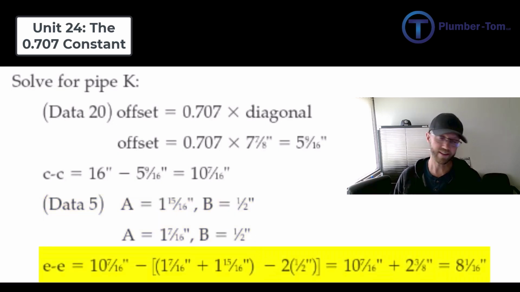Let's look at this. End-to-end measurement is then 10 7/16, which was our center-to-center, minus our fitting allowances, in brackets, we have 1 7/16 plus 1 15/16 minus 2 times 1/2, which equals 1. That's going to be 10 7/16 plus 2 3/8 of an inch. And that will leave us with 8 1/16 for our end-to-end measurement for K.